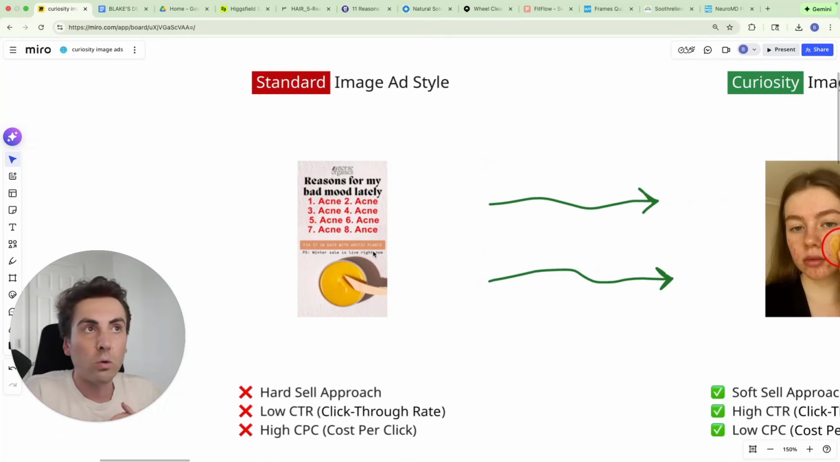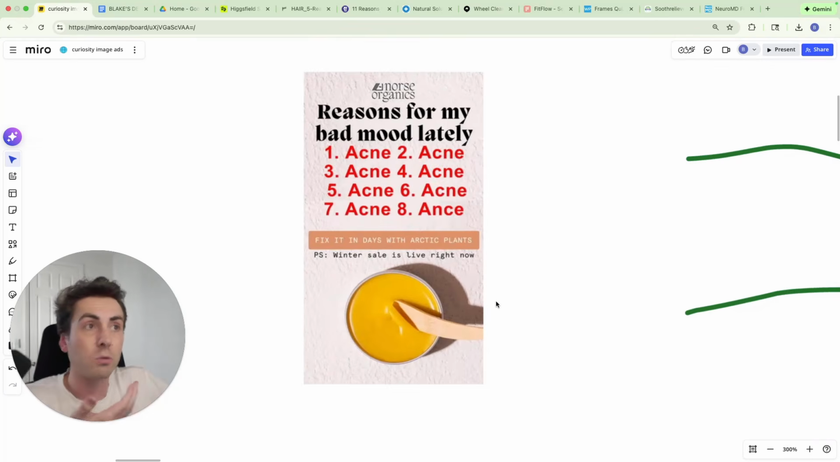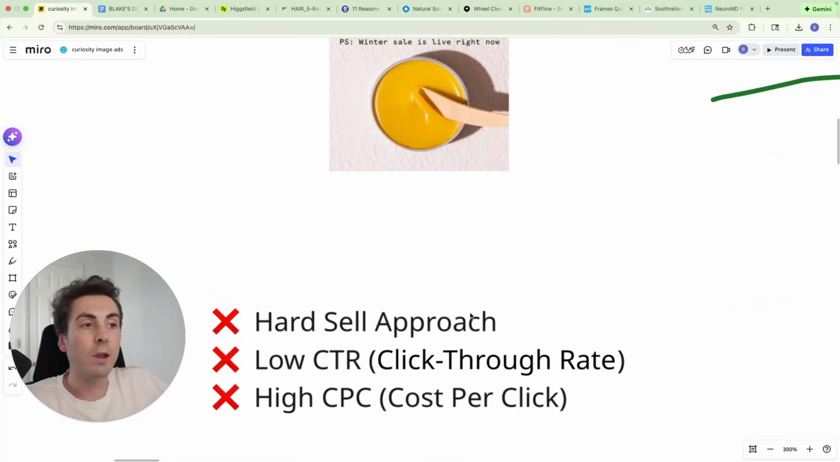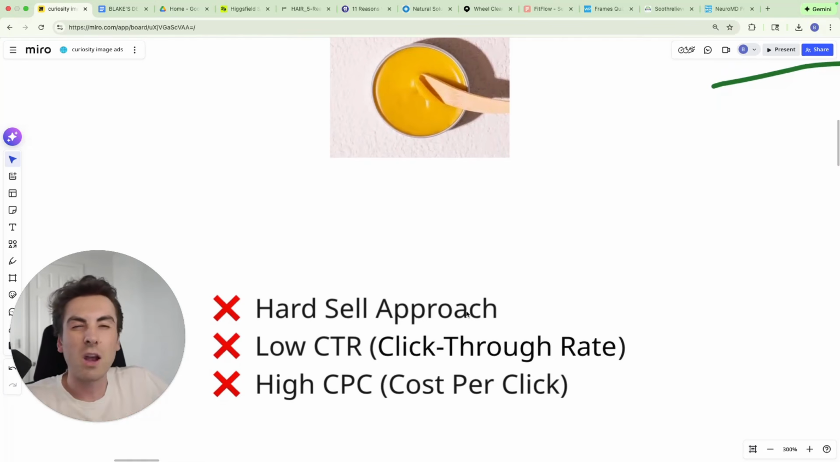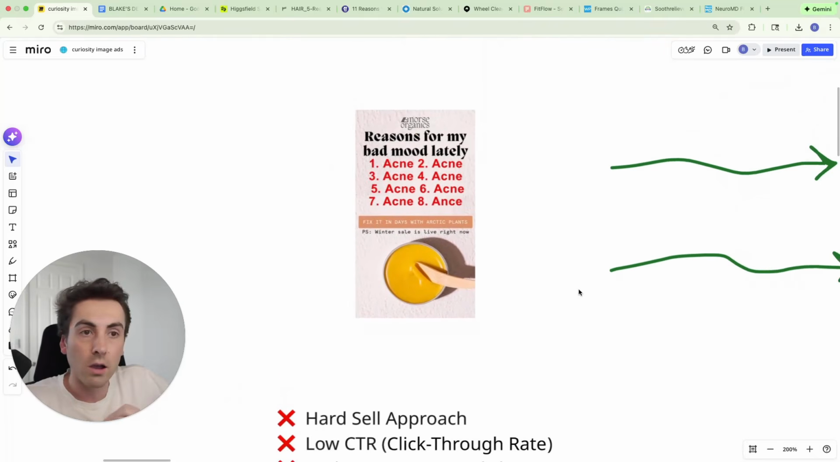Well, this was the old way of running image ads. And don't get me wrong, this still works. This still prints money, but it's a hard sell approach, meaning you are just trying to sell the product right off the bat. It typically has a low click-through rate because it's very product oriented. So the click-through rate's low, and then the cost per click is typically high because the click-through rate is low because of the hard sell.